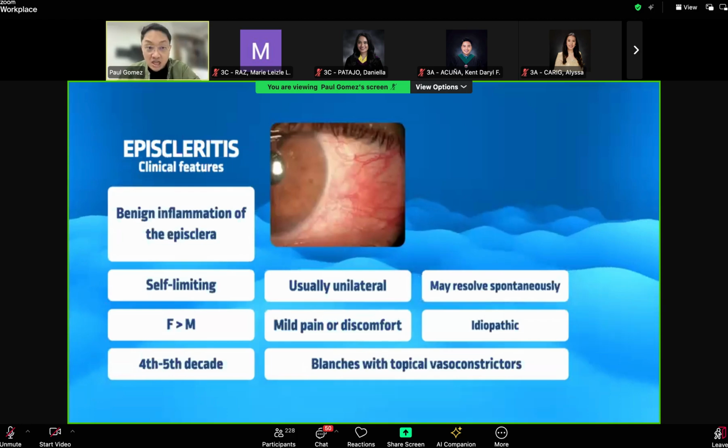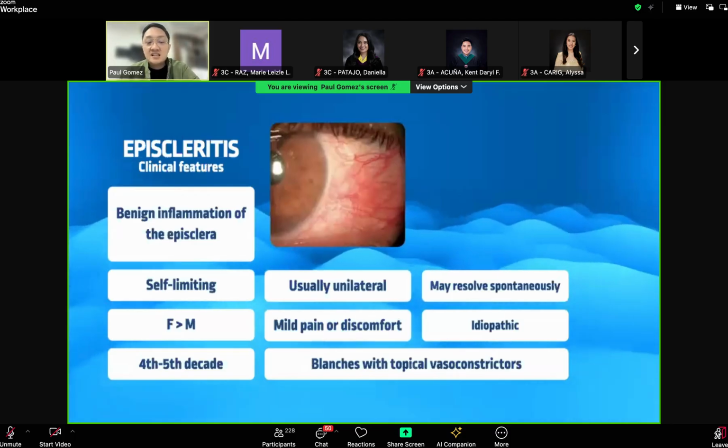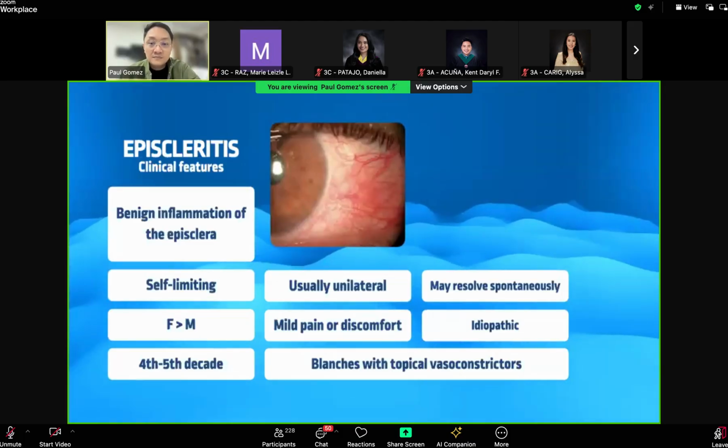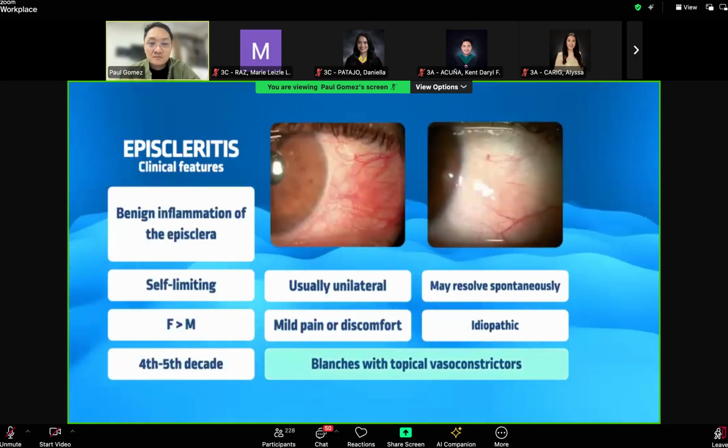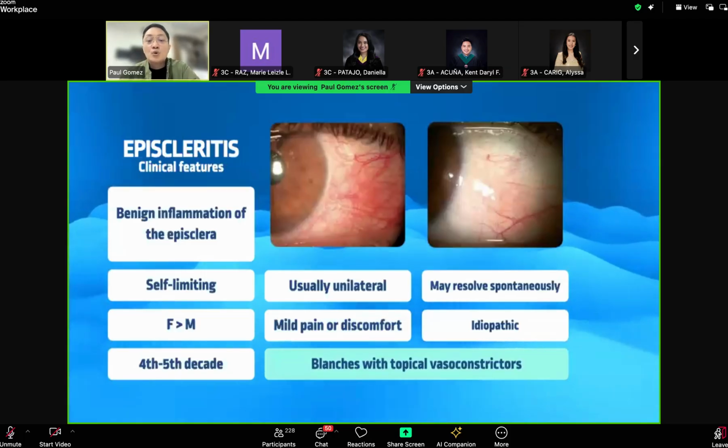So as we can see in this picture, the episcleral vessels are inflamed. And if you instill a topical vasoconstrictor, such as phenylephrine, it can blanch. This top photo shows the same eye after 3 minutes of 5% phenylephrine instillation, showing significant vessel blanching.